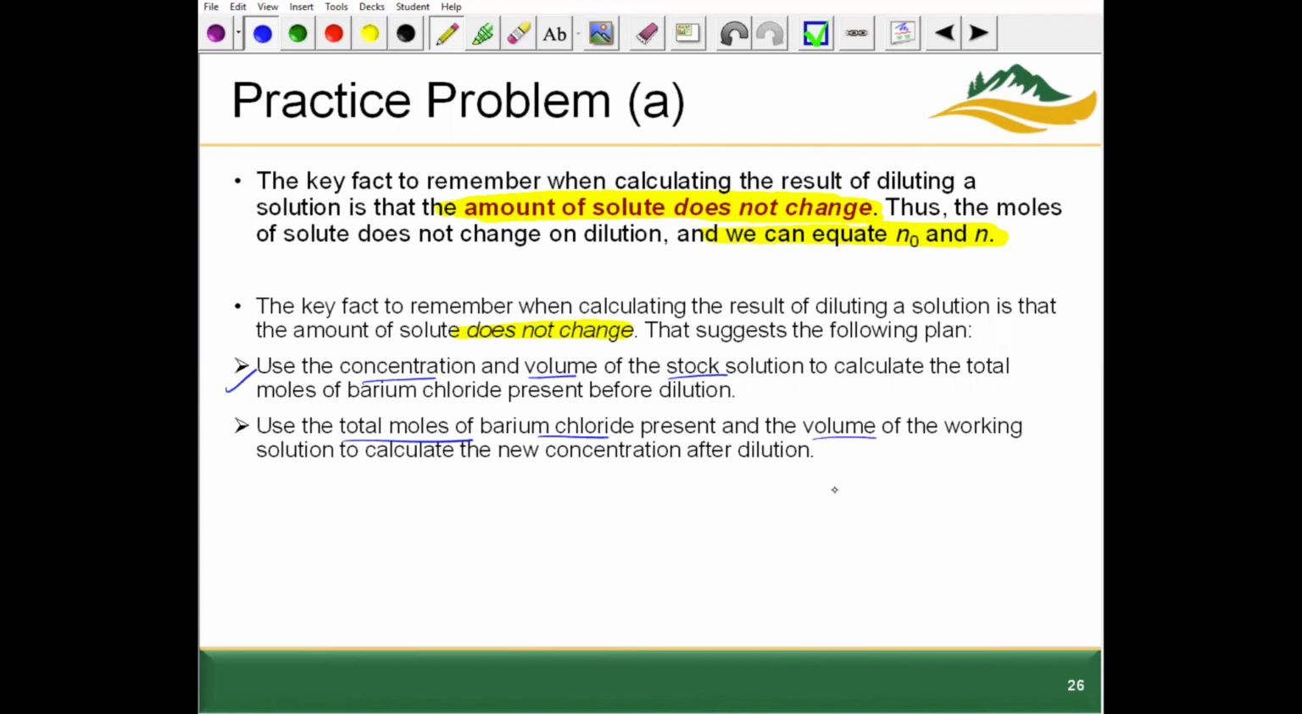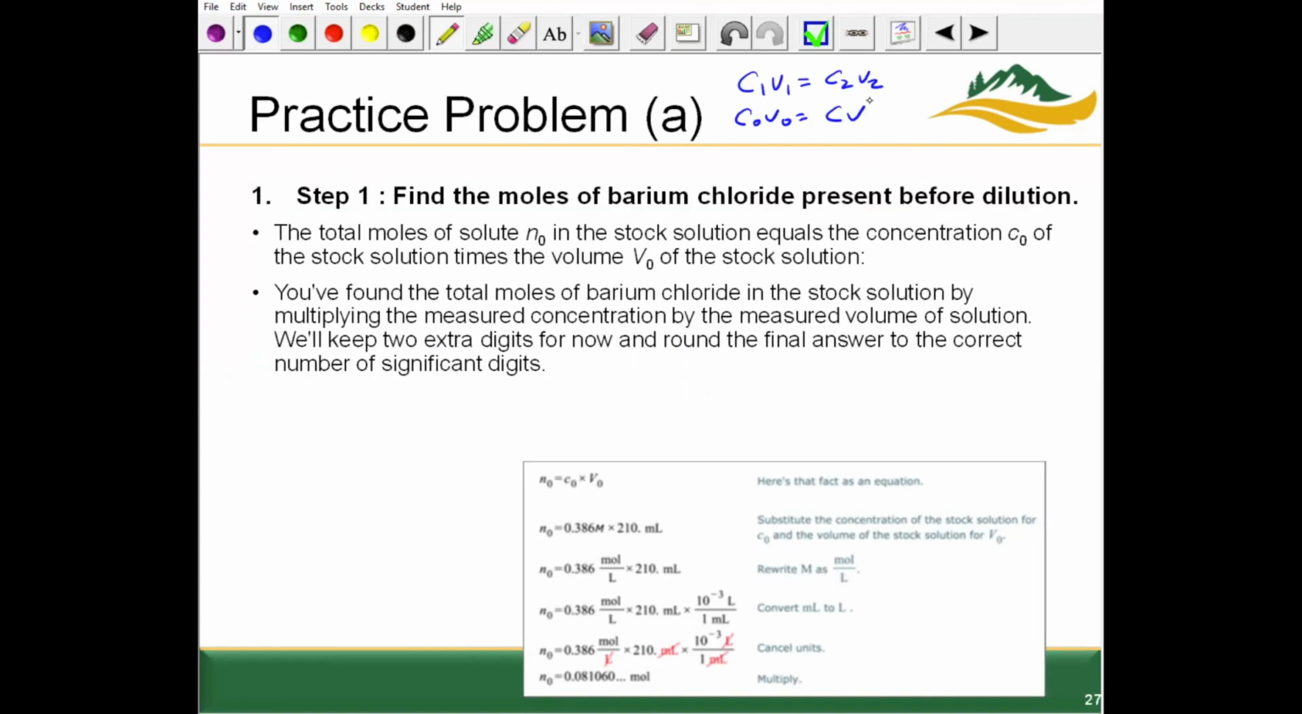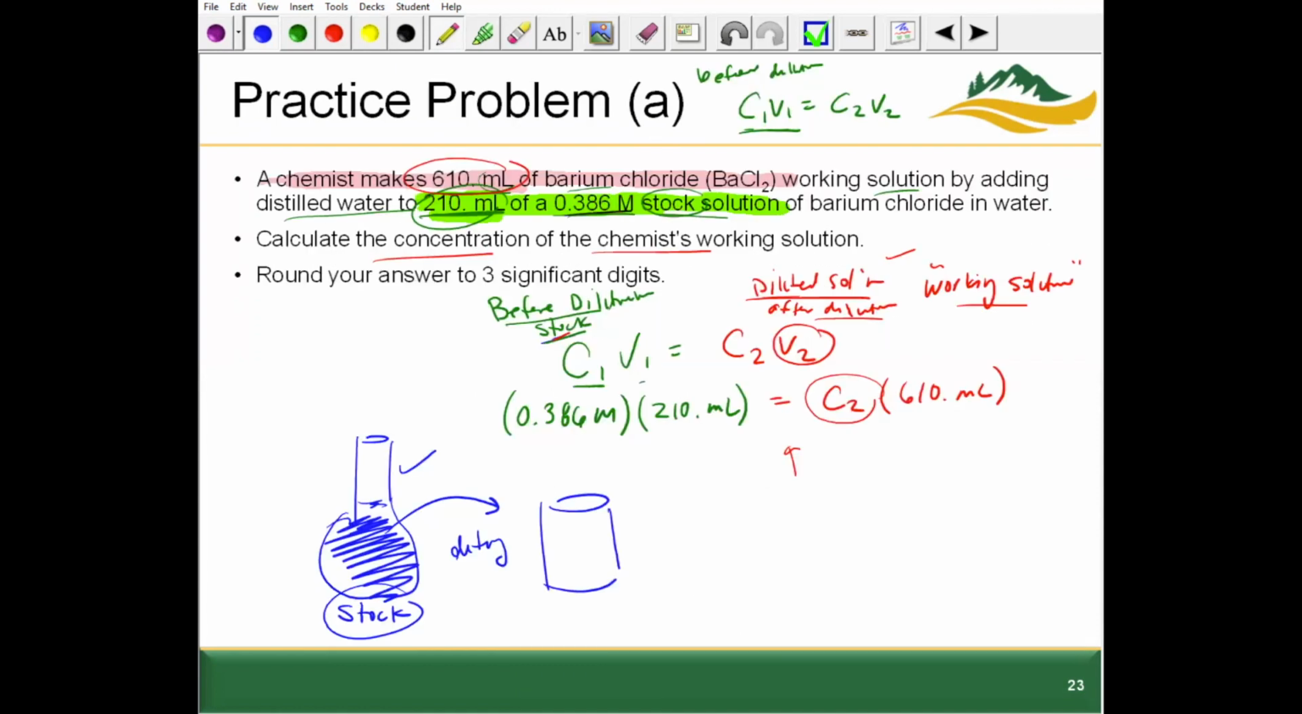So let's go through and start solving our practice problem now. Here are our equations up here: C1V1 equals C2V2, or if you prefer, C naught V naught equals CV. Coming back up here, we do have the concentration before dilution, the volume before dilution, and also the volume after dilution.